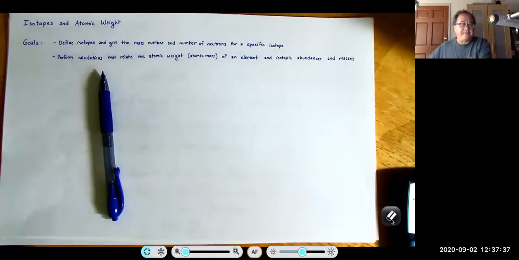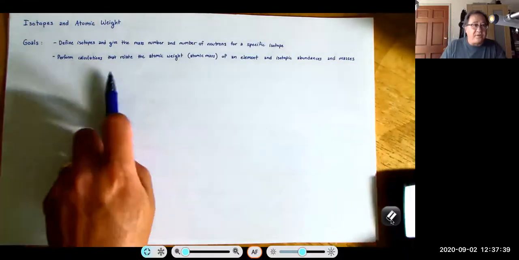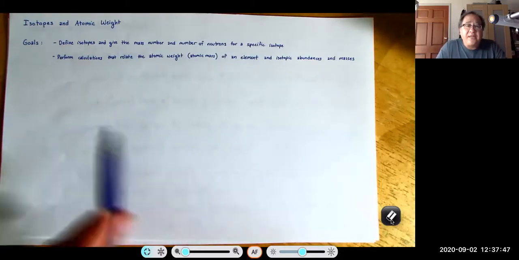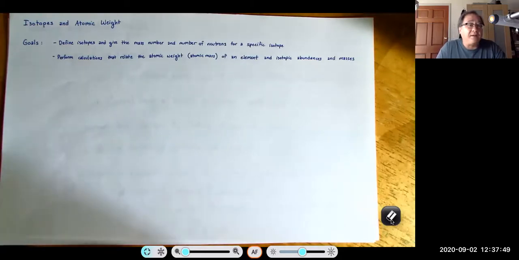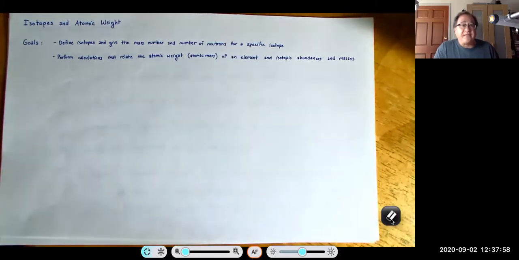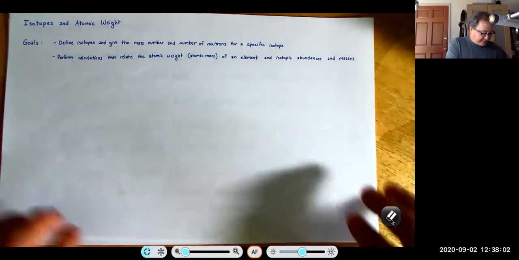Isotopes and atomic weight. So we're going to be discussing isotopes of elements and atomic weight, sometimes also called atomic mass. We want to be able to define isotopes and give the mass number and number of neutrons for a specific isotope. And we want to perform calculations that relate the atomic weight or atomic mass of an element and its isotopic abundances and masses.